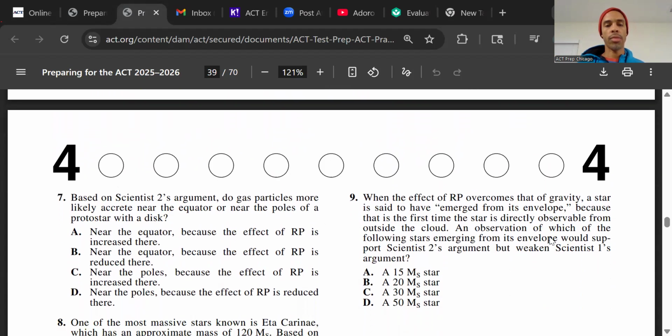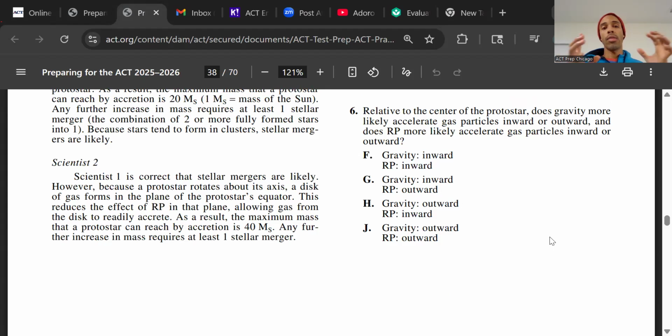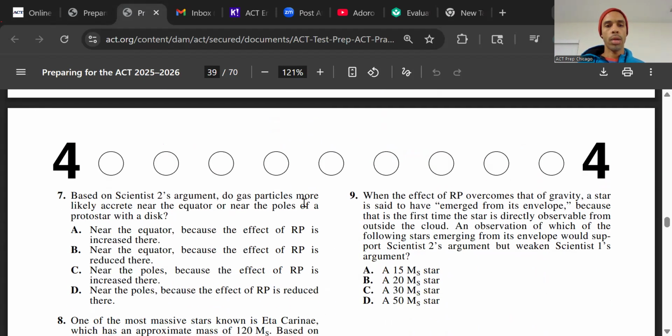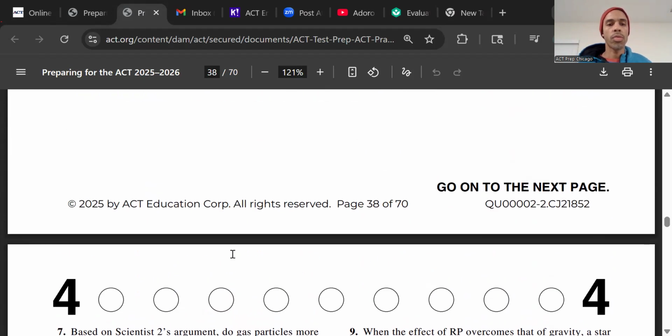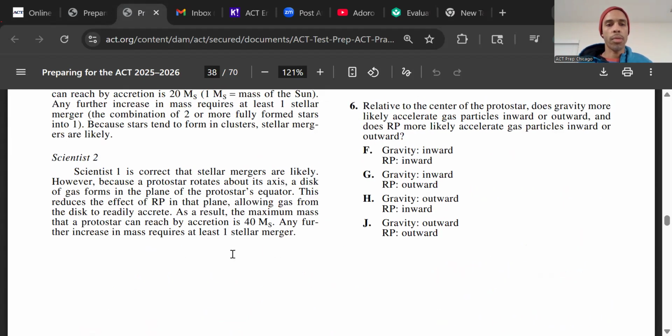All right, number seven. Based on scientist two's argument, what is scientist two saying? Scientist two was the one saying that stellar mergers are possible, but you can make a bigger protostar by accretion than scientist one says. Next question: do gas particles more likely accrete near the equator or near the poles of a protostar with a disk? Near the equator because the effective RP is increased there; near the equator because the effective RP is reduced there; near the poles because the effective RP is decreased there; near the poles. I think scientist two's argument was talking about where accretion would happen.